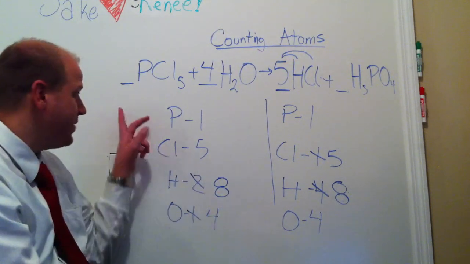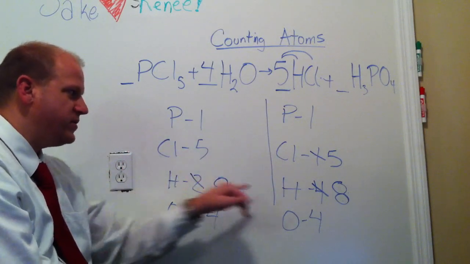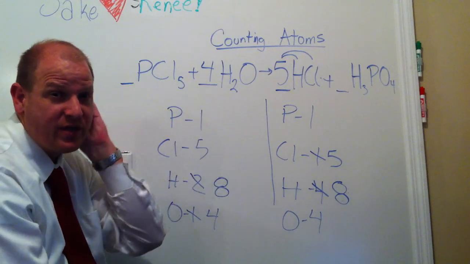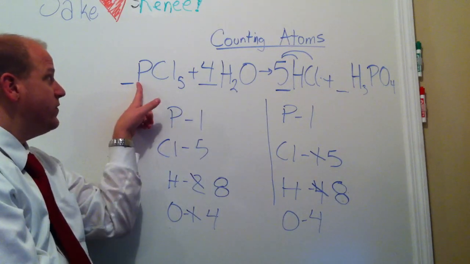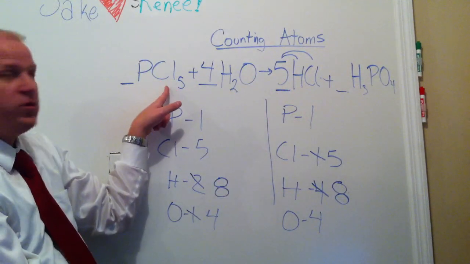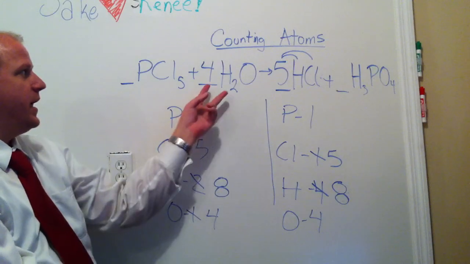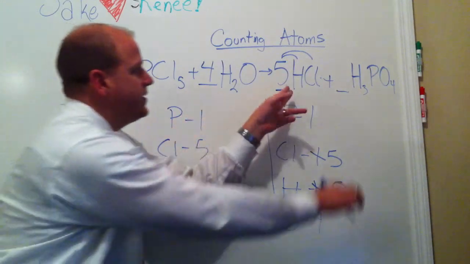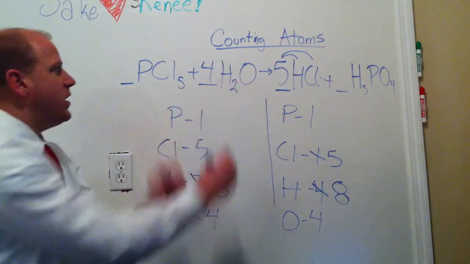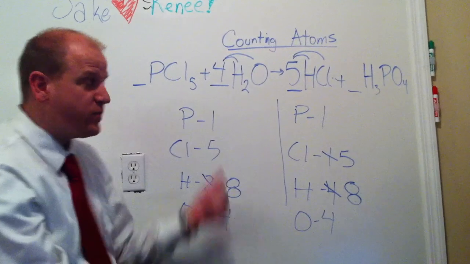Wow, it looks like it's balanced. We've got 1 phosphorus, 5 chlorine, 8 hydrogen, 4 oxygen. So I'm just going to check the equation to make sure that the equation is right. 1 phosphorus, 5 chlorine, 8 hydrogen. There's 5 and 3 hydrogen, so 8 hydrogen on my product side, 4 oxygen, and 4 oxygen. This one's balanced.